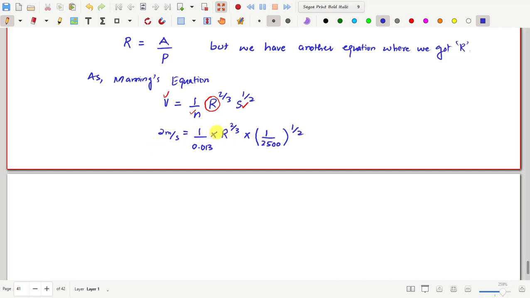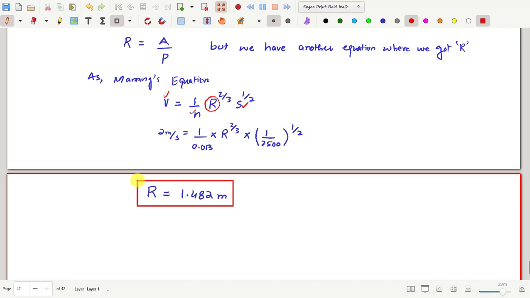Now solve this equation for R, and when you calculate it you will get the value of R as 1.482. Check it out using your calculator. If it is wrong, then let me know in comments. This is going to be the hydraulic radius. Okay, we got these two.